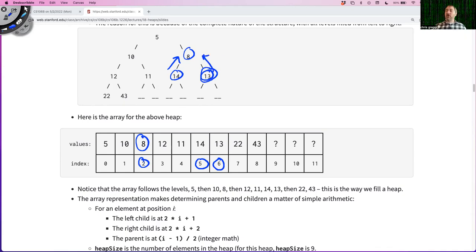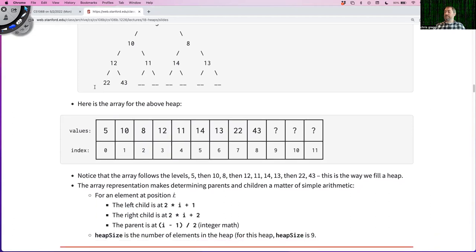Pretty cool. So those formulas are, by the way, all O(1) formulas. It doesn't matter how big the heap is. You just apply that formula to the index and you get either the parent or either of the children. If you're writing code to do this, you'll probably have a little function for left child, right child, and parent, and you'll just put those in there and that's it. Pretty cool. Questions on that so far?